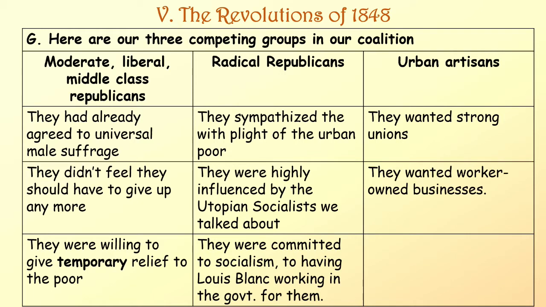Here are three competing groups in our coalition. One group is the moderate, liberal, middle-class Republicans, and three things to understand about them are, number one, they had already agreed to universal male suffrage.